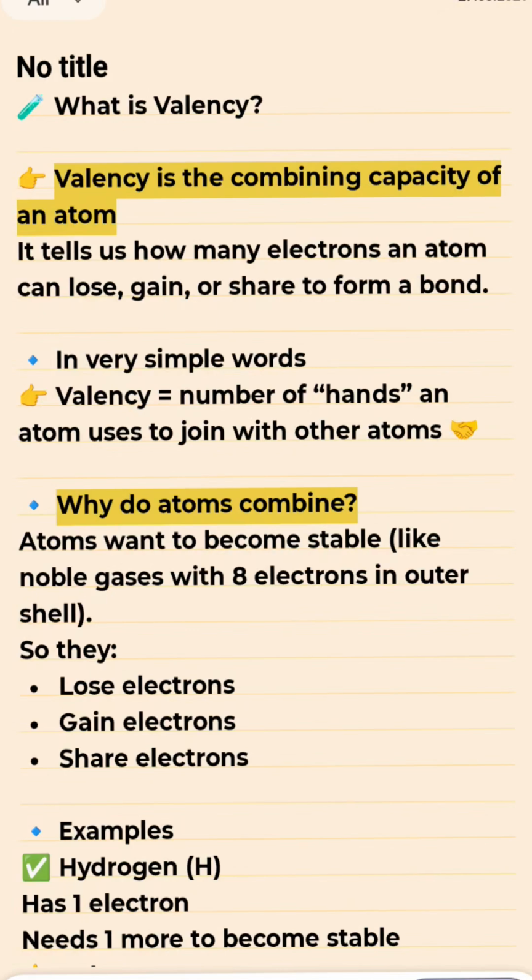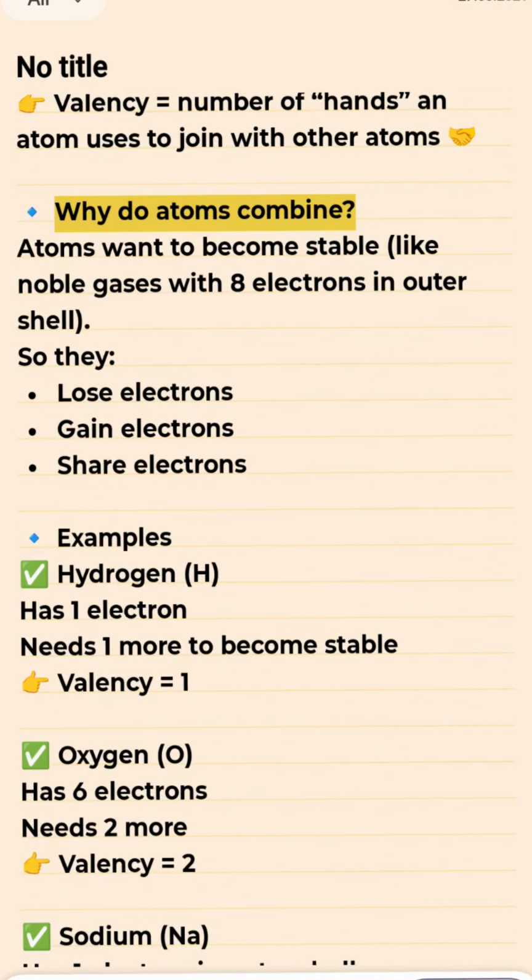In simple words, we can say one atom joins hands with another atom, say in a handshake gesture. So valency is the number of hands an atom uses to join with another atom. Now the question arises: if valency is the combining capacity of the atom, why do atoms actually combine? Why will they combine at all?